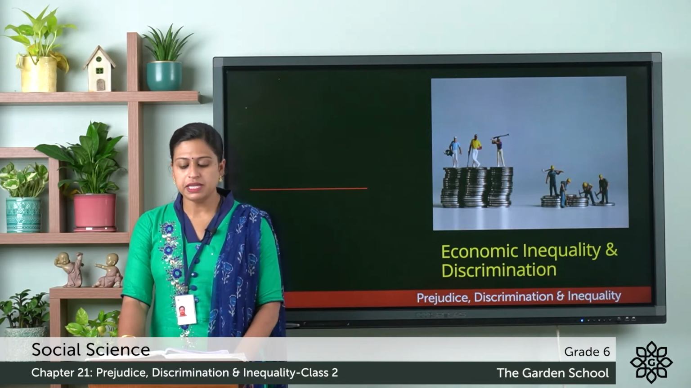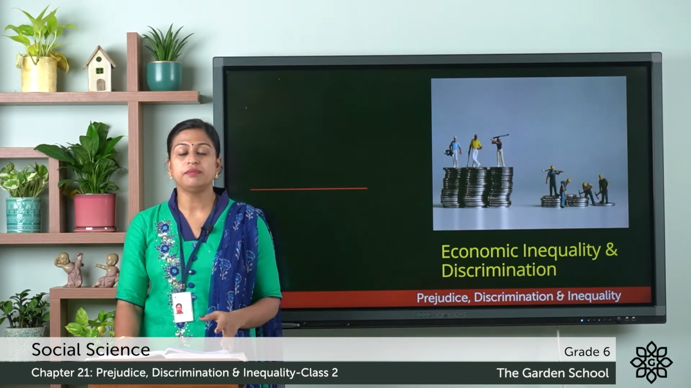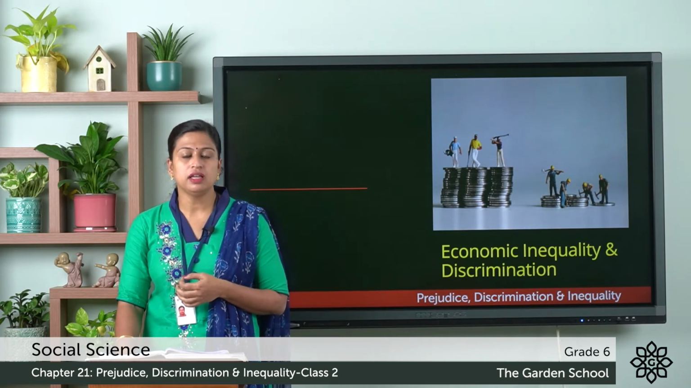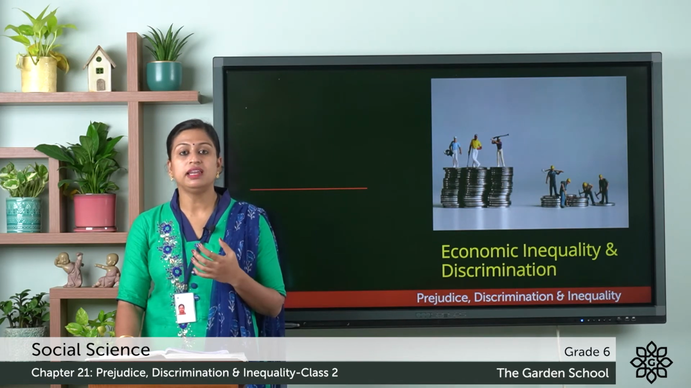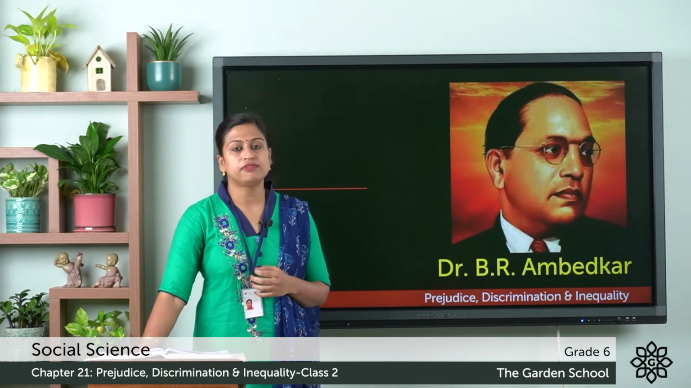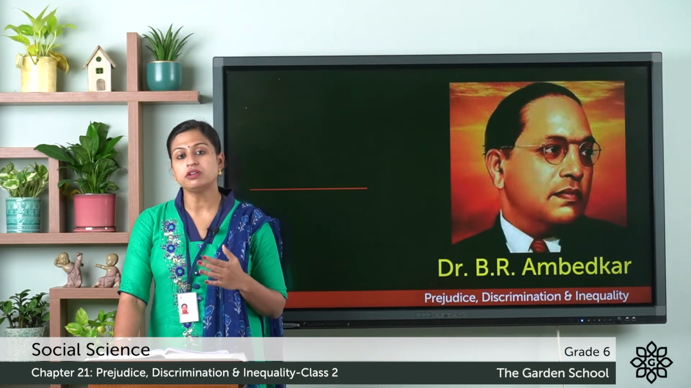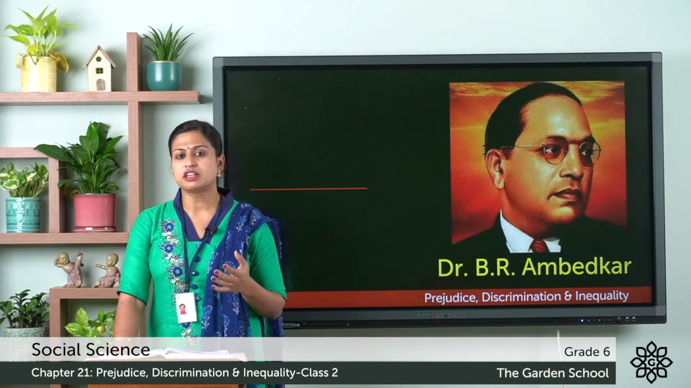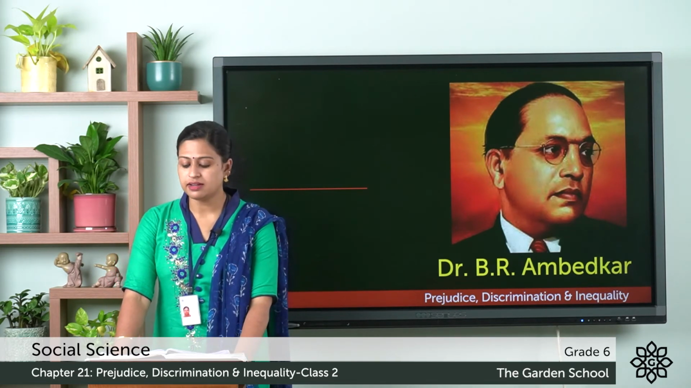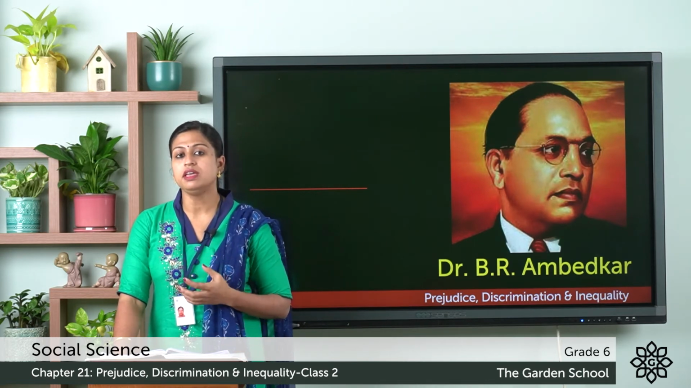So when India became independent in the year 1947, the leaders set out to frame the Constitution of India. And while making the Constitution of India, they took special measures to remove inequality and discrimination from our country. Here, you can see the picture of Dr. B.R. Ambedkar, and he was the chairperson of the drafting committee, and he fought against the inequality and discrimination of all kinds. And the Constitution of India clearly states that everyone is equal before law, and it also protects the fundamental rights of the citizens.